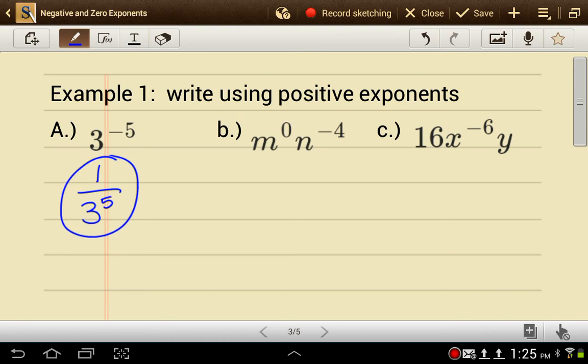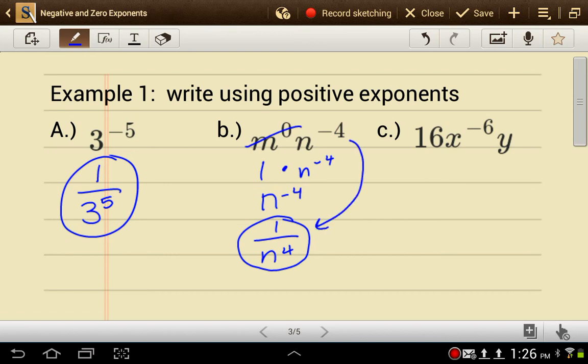For b, I have m to the 0 power times n to the negative 4th. For m to the 0 power, that's 1. Anything to the 0 power is 1, doesn't matter if it's a variable, times n to the negative 4th power. That's going to be 1 times n to the negative 4th, which is n to the negative 4th. To write that as a positive exponent, that is just going to be 1 over n to the positive 4th power. So the m to the 0 is just like multiplying by 1, so that's kind of like it's out of there. And then n to the negative 4th turns into 1 over n to the positive 4th.